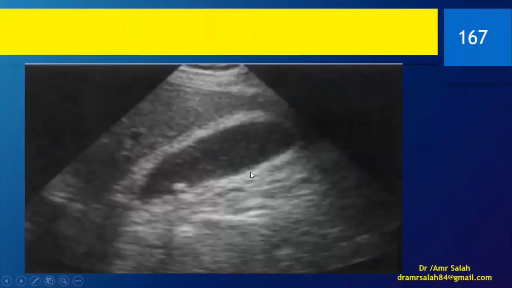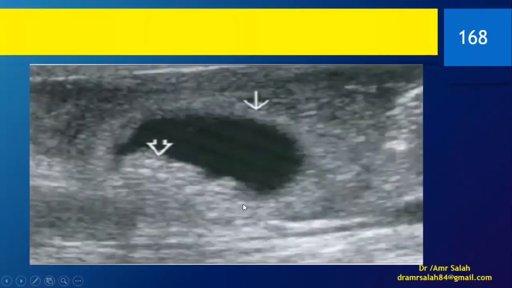Now, let's look. Here we have the thick gallbladder wall, uniformly thick, along with the stone. So this patient has chronic calculous cholecystitis. Chronicity is suggested by the thick echogenic gallbladder wall. This is it, the thick gallbladder, the traditional way how it looks.